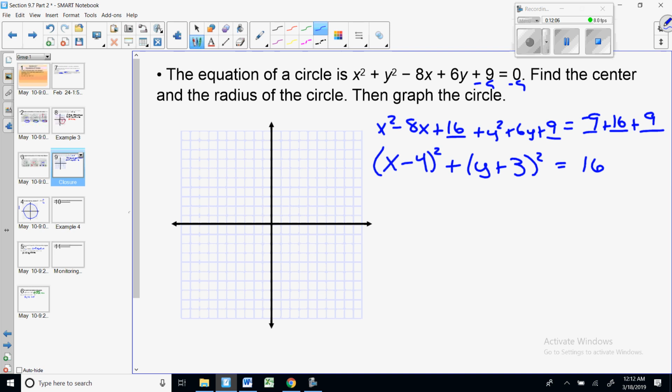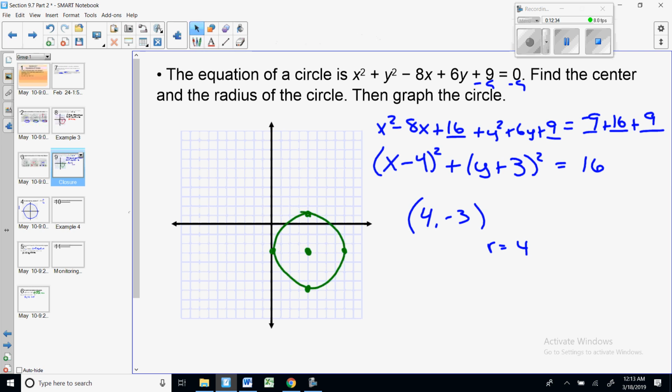And this time the center of our circle is what? It's going to be 4, negative 3, and our radius is 4. So we're going to go ahead and plot our points. We start at 4, negative 3. There's our center. Our radius this time is 4, so we count 4 to the right, 4 up, 4 down, 4 to the left, and we just sketch the circle in. Are there any questions there on those completing the square problems?